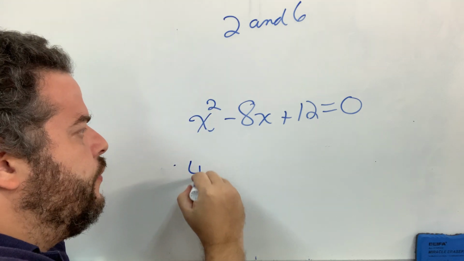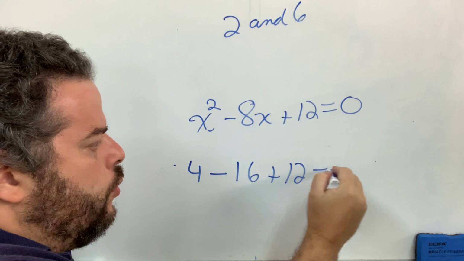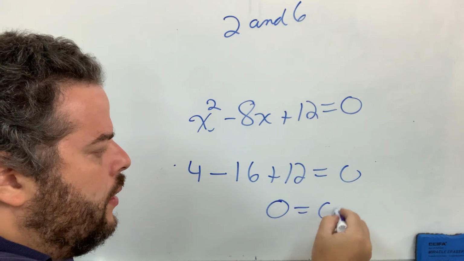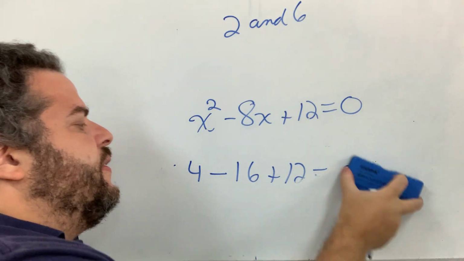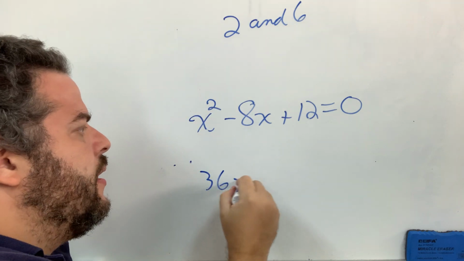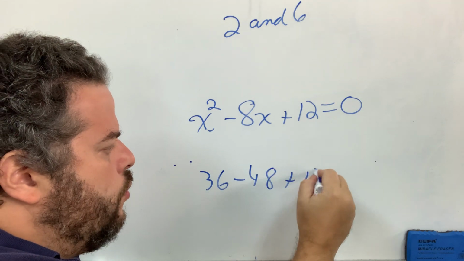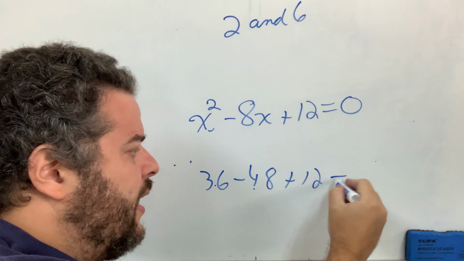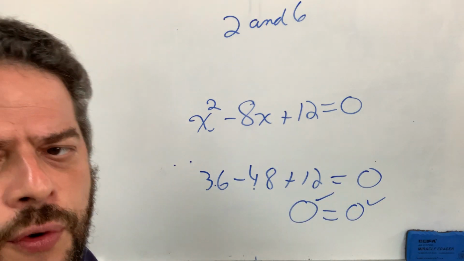2 squared is 4, minus 2 times 8 is 16, plus 12. 16 minus 16 is 0. That is one solution. 0 equals 0. Let's try the second number, 6. 6 squared is 36, minus 8 times 6 is 48, plus 12. 12 plus 36 is 48, minus 48 is 0. 0 equals 0. That is another solution.